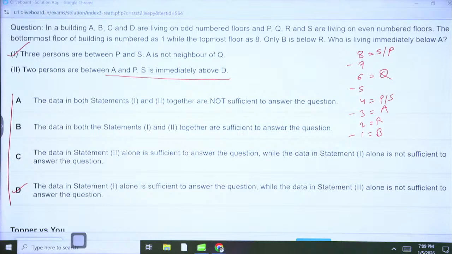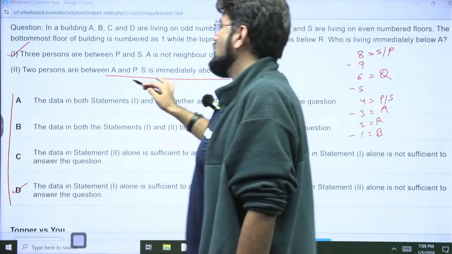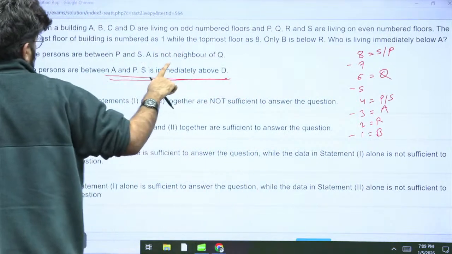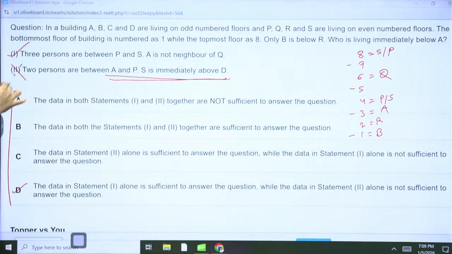So I am done. But despite that, if you really want to check this, you can check this. There will be multiple cases, but you will not be able to get an exact match. And hence you will never be able to find the answer. So the answer is option D.